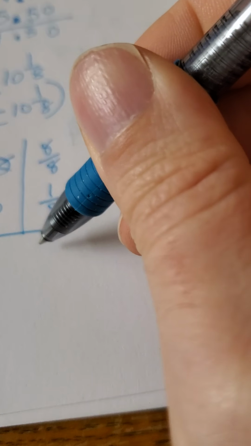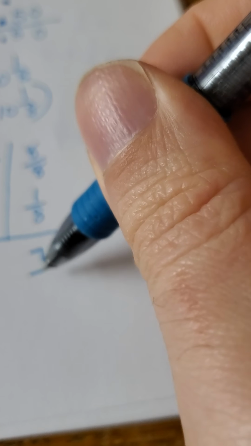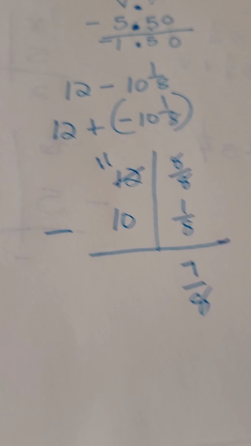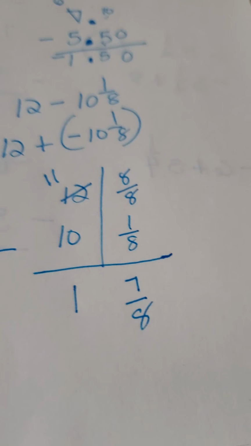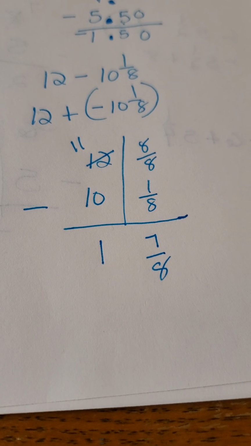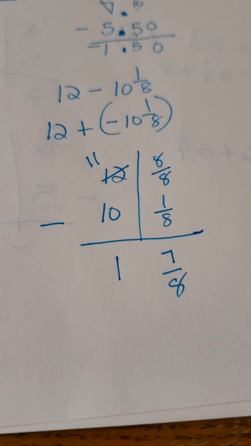We subtract it. We get 7/8, and we have 11 minus 10. We have 1. So that means we have 1 and 7/8 of a gas tank, or gallons of gas in the tank remaining.